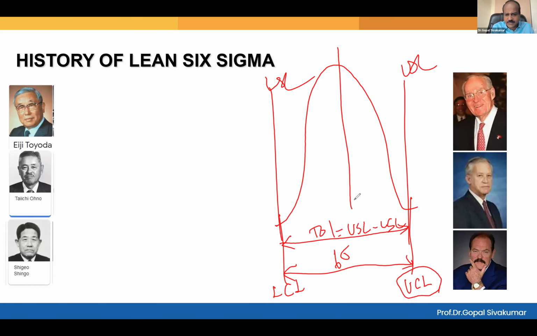When I draw a line at the center, it will be the center of the process, nothing but the average of your data. And here is the target. And this process is considered to be a just capable process. A just capable process is nothing but a 3 sigma process. All of you understand? A just capable process means 3 sigma.